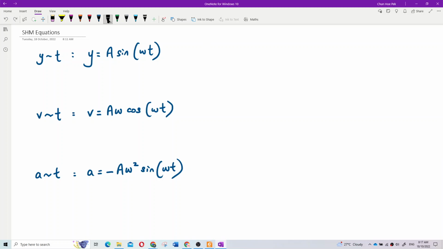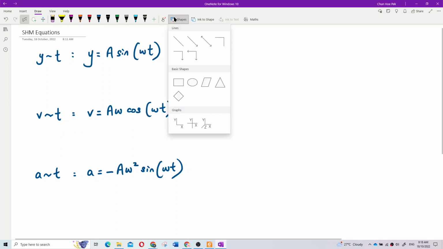Let me oops, yeah, it should be okay. Sine graph is a sine graph. Actually I shouldn't, you know, sorry. So it's a sine graph, yeah.